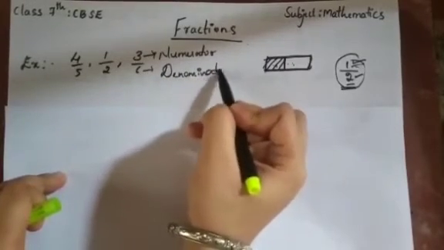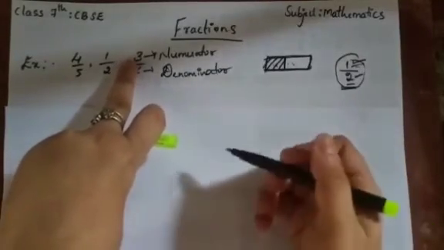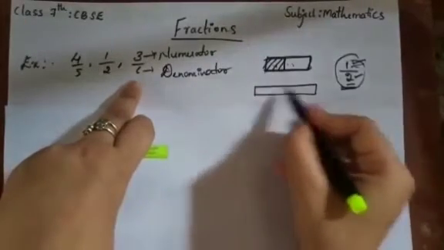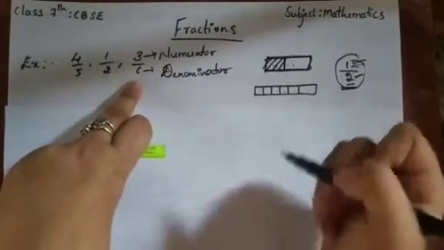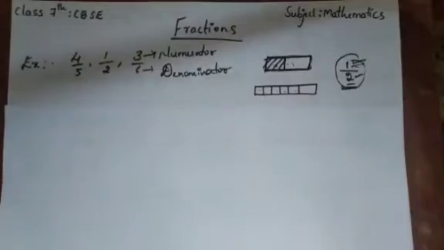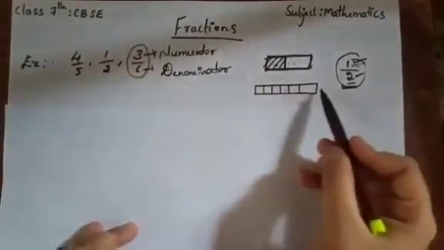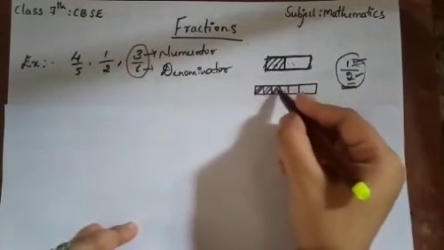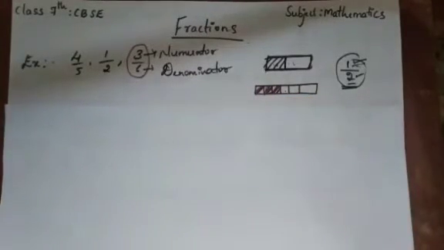The denominator says how many parts the whole is divided into. That means this is 6. For example, there are 6 parts: 1, 2, 3, 4, 5, 6 parts. Under the 6 parts, 3 parts have been shaded. So this 3 by 6 represents that out of 6 parts, 3 have been shaded, 1, 2 and 3. This is how we are able to represent or define fractions.